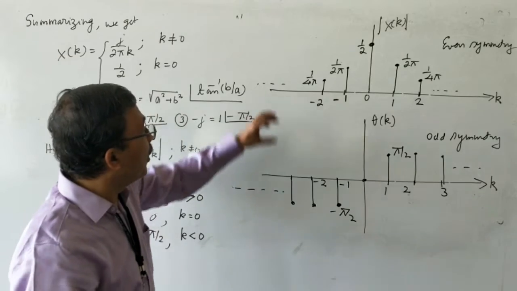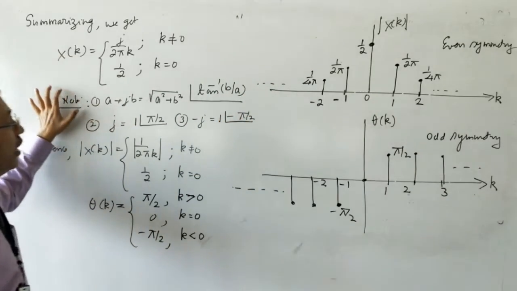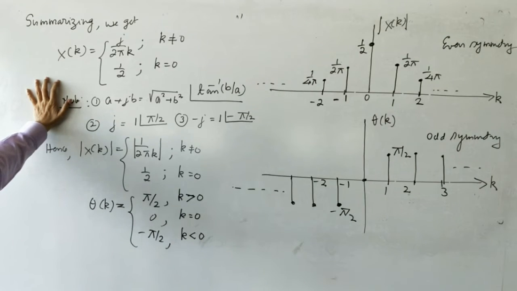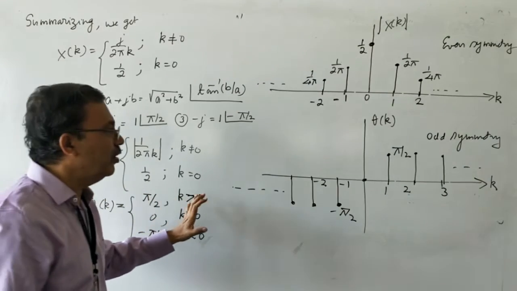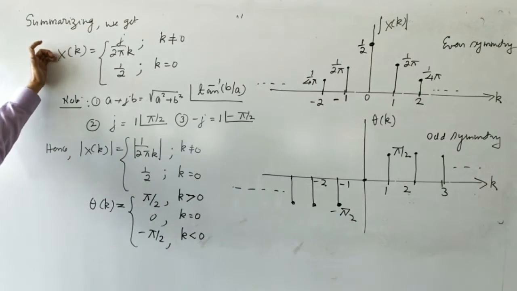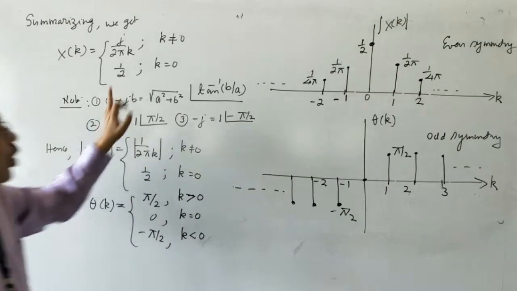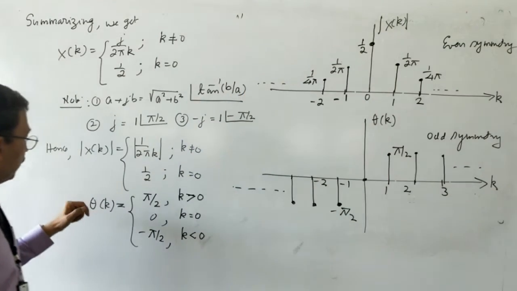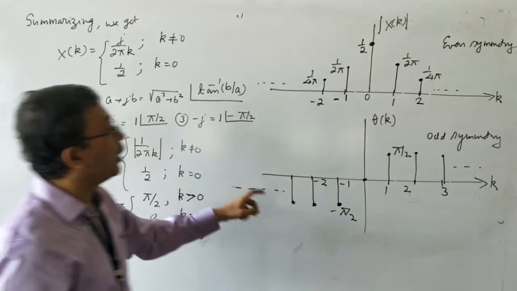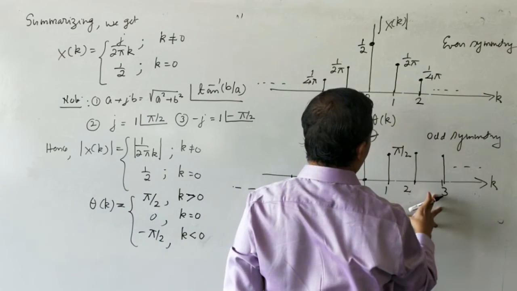And this even symmetry and odd symmetry concept will hold good only when x of t is a real signal. Please keep this in mind. So in the examination, you will be asked to find what is x of k. From x of k you have to get the magnitude and angle. Using magnitude, we'll plot the magnitude spectrum. Using phase, we'll plot the phase spectrum. So this is the magnitude spectrum, this is the phase spectrum.